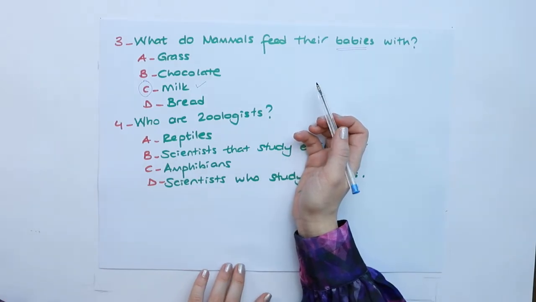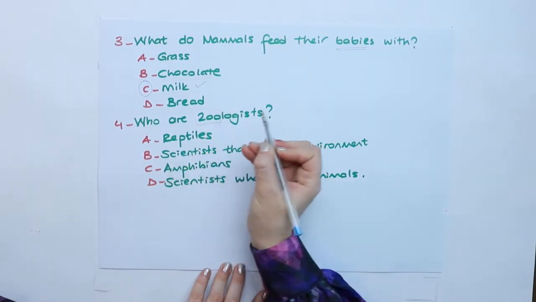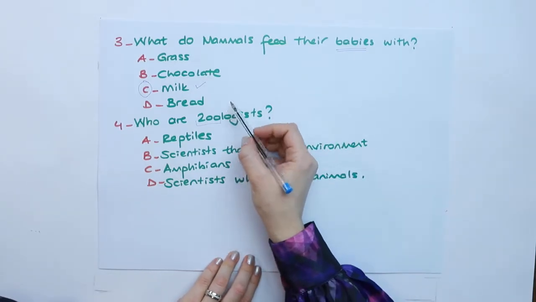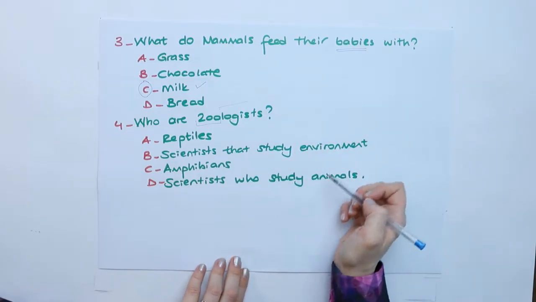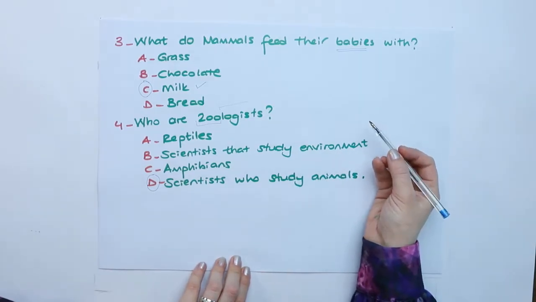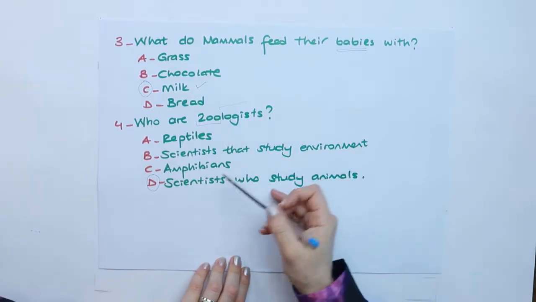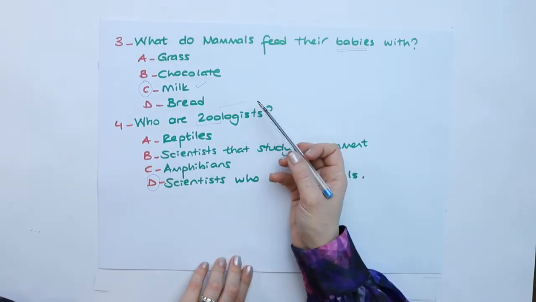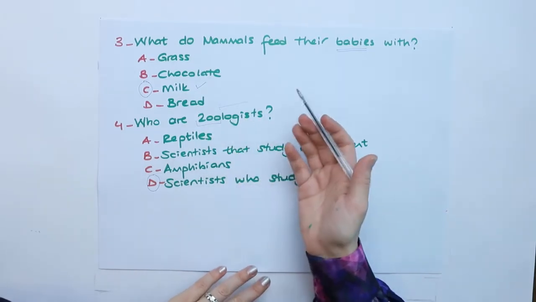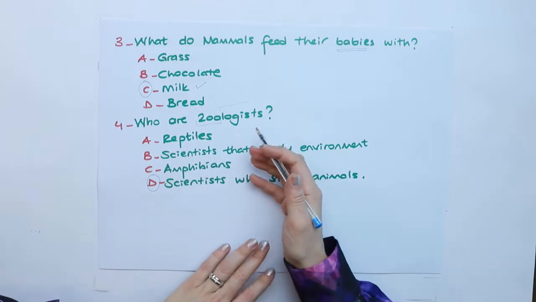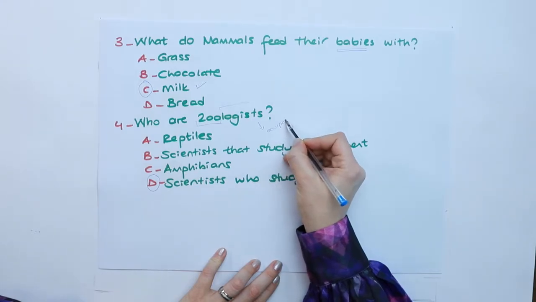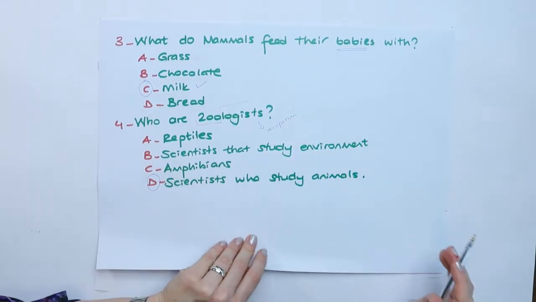So there's a different question. Who are zoologists? As you can imagine, zoo is a place where animals are to be seen. And zoologists are scientists who study animals. Scientists that study environment is not an option because zoo is about animals, so I'm going to choose animals. Let's take a look at the other choices. Reptiles, I know that reptiles are kind of animals, and amphibians are also a kind of animal, but zoologist is an occupation. So I need to choose scientists who study animals.